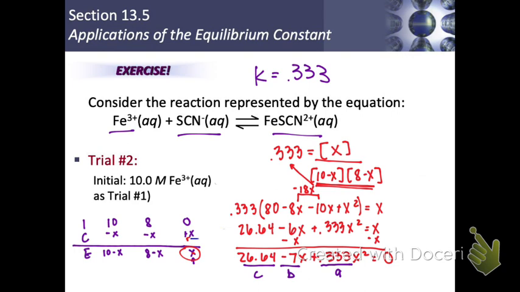So now we come to our calculator, and we're going to take a big shortcut, right? Rather than having to solve the quadratic by hand, we're going to come to our calculator, since we programmed it in there, and we're going to say the first one is 0.333, enter, the next one's -7, and then positive 26.64.